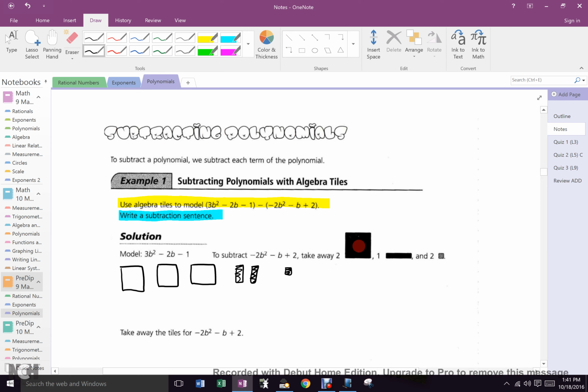So do that here. Take them away. I need to take away 2 big black squares. Where are they? Right there. Where? I see 3 white squares. I see 2 black bars inside. And I see 1 black little one. How am I going to take away that when they're not there? 0.